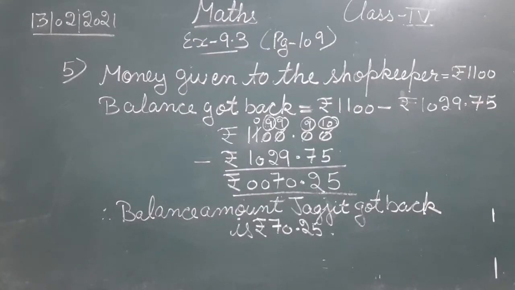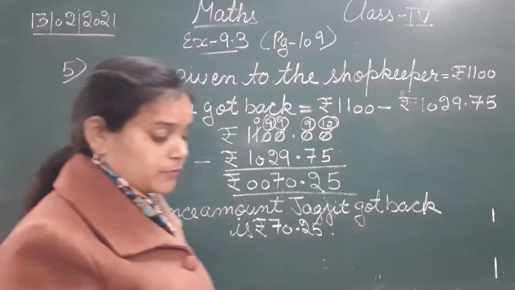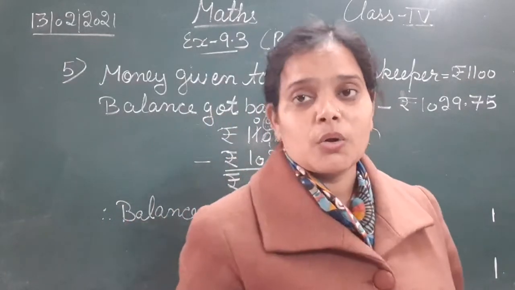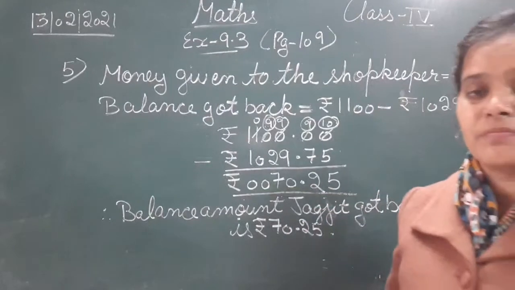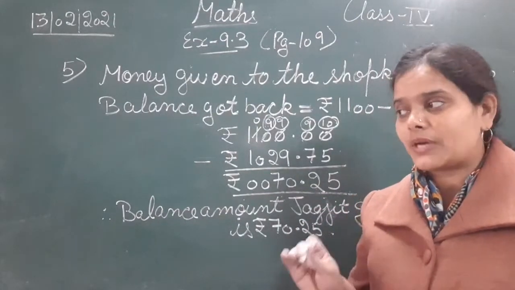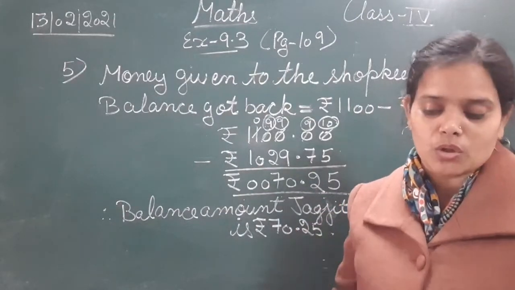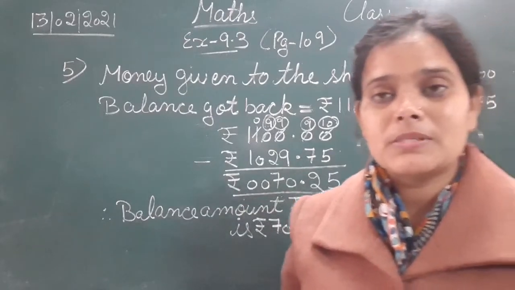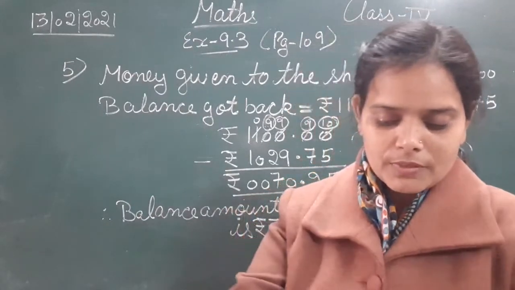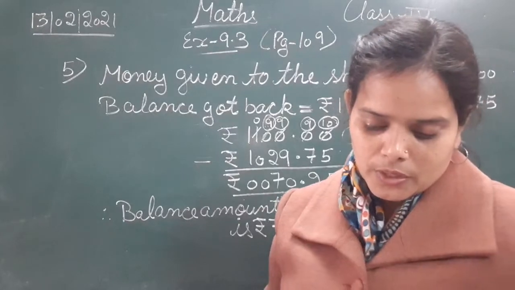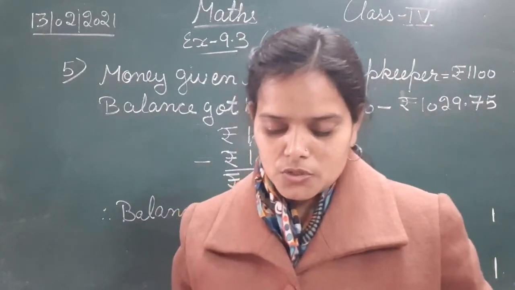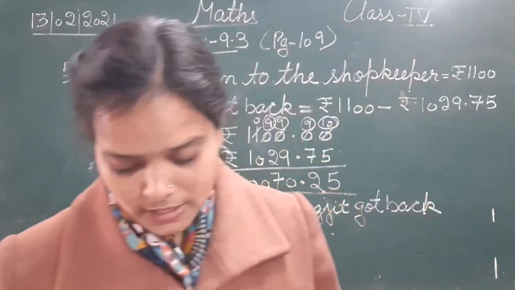Clear? So this is a quite lengthy sum, because you have to follow each and every step. So it will be a lengthy sum of 1.5 page. But if you do any sum step by step, then you will easily be able to do these kinds of sums. Okay, chaliye. So now let's move to question number 6.